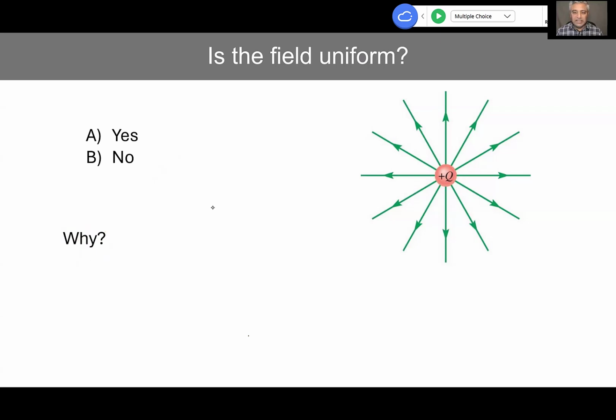Uniform means constant, means it's not changing. If you look at here versus here, see the lines are more dense here compared to that. So that means the field E is stronger here. Over here, weaker. So the field is changing, not constant, which means not uniform.